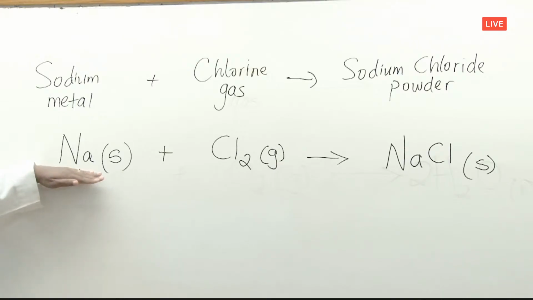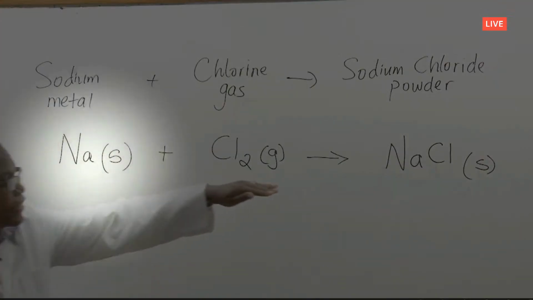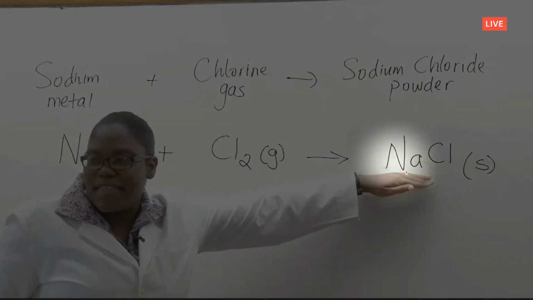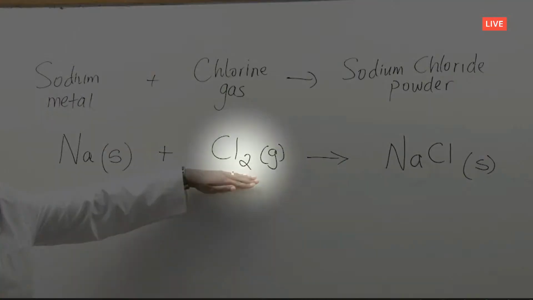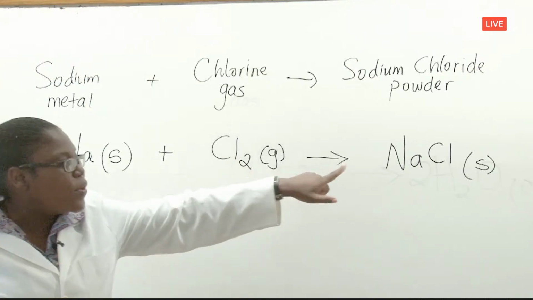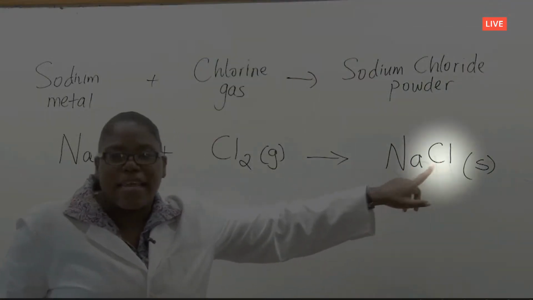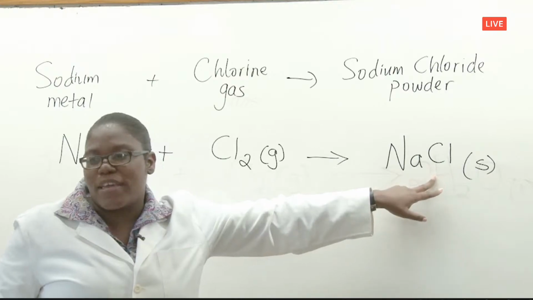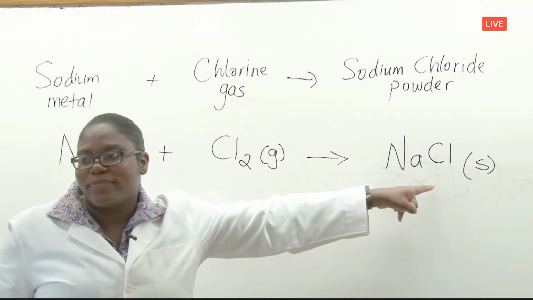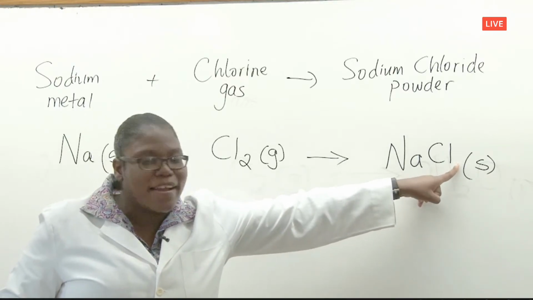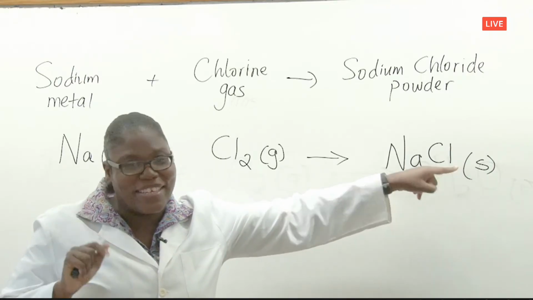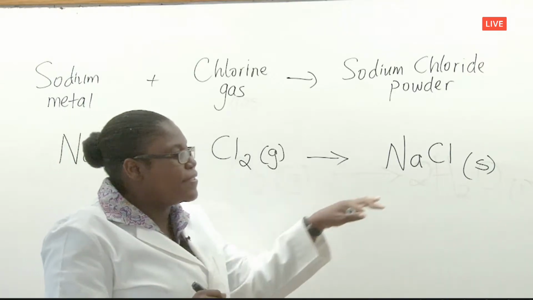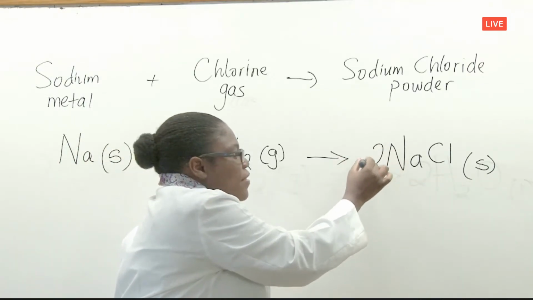We have 1 sodium on this side and 1 sodium on this side. So the sodiums are balanced. But look at the chlorines. We have 2 chlorines on the reactant side, but there's only 1 on the product side. I need to get 2 chlorines over here. What do I do? Yeah, stick a 2 right here. You got to pay attention. We can only place the number 2 in front.